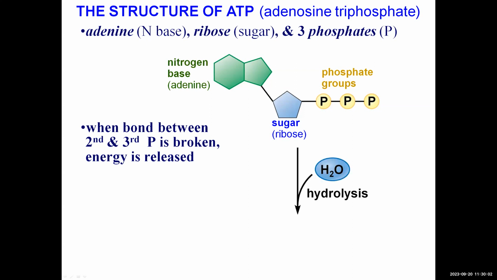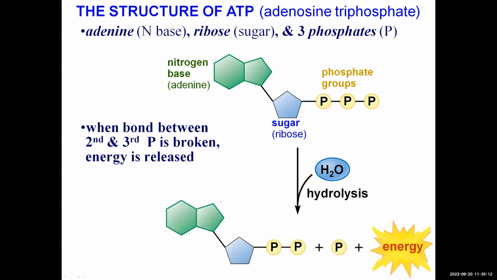To break bonds, remember, we use hydrolysis reactions, where water is added. So water is needed for this process. This creates adenosine diphosphate, or ADP, a phosphate, and releases usable energy. ATP is a replenishing energy source. You can think of the molecule kind of like a rechargeable battery.